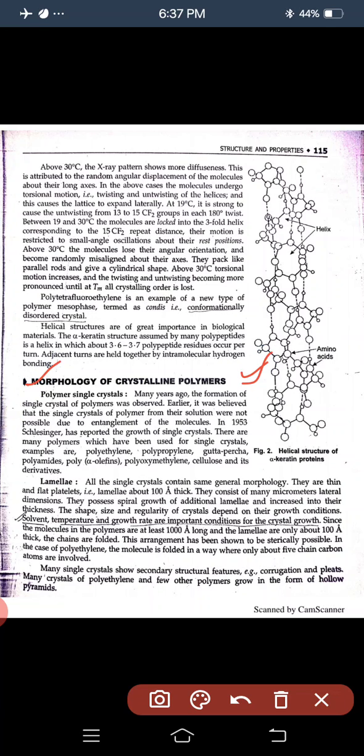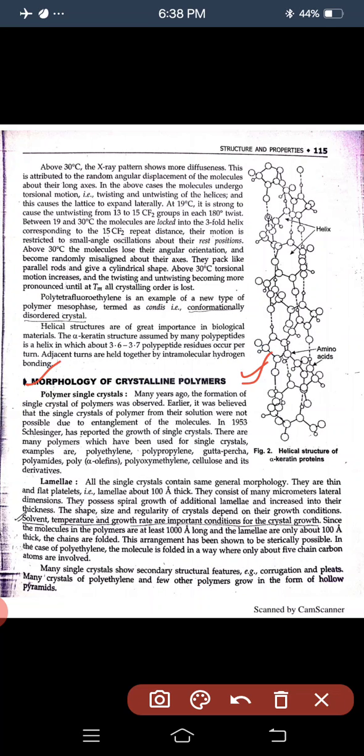They possess spiral growth. Additional lamellae increase in thickness. The shape, size and regularity of the crystal depend on the growth conditions. Solvent, temperature and growth rate are important conditions for crystal growth. Since the molecules in the polymer are at least 1000 angstrom long and the lamellae are only about 100 angstrom thick, the chains are folded. This arrangement has been shown to be strictly possible. In the case of polyethylene, the molecule is folded in a way where only about 5 chain carbon atoms are involved.